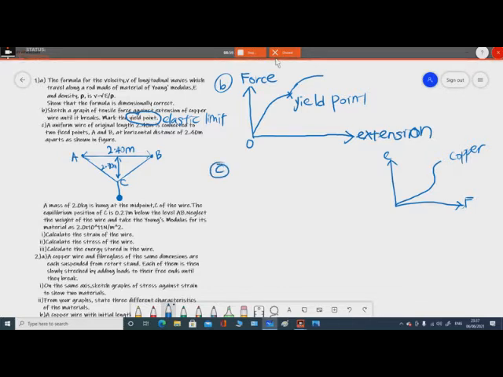A uniform wire. Okay, let me erase this one first. Let me erase it all.